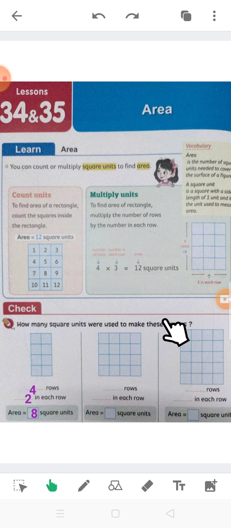The second one. Let's see here. How many rows? 1, 2, 3, 4. So I will write 4 rows. How many in each row? 1, 2, 3, 4. 4 multiply 4 equals 16. Again, one more time. This is 1, 2, 3, 4, 5. I've got 5 rows. And how many in each row? 1, 2, 3, 4. So it's 5 rows, 4 in each row, or 4 columns. So give me 20. Let's see the next.